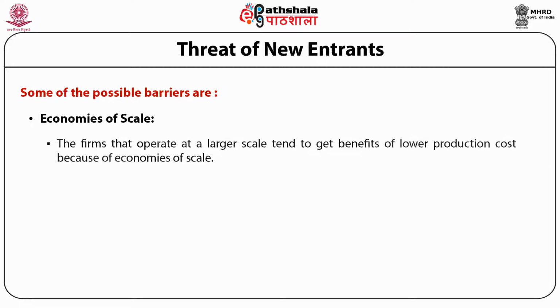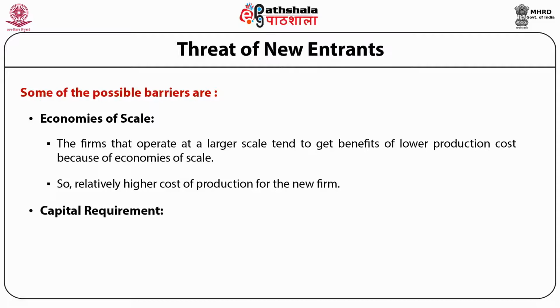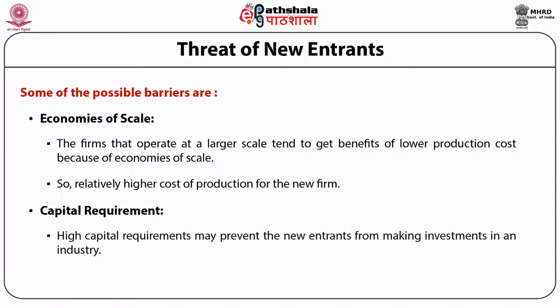Economies of scale. The firm that operates at large scale tends to get the benefits of lower production costs because of economies of scale. Over the years, an already established firm in an industry might have attained the scale of production, but a new entrant normally would have to start its operation from a smaller scale. This in turn leads to a relatively higher cost of production for new firms and adversely affects their competitive position in the industry. Capital requirement. High capital requirement may prevent new entrants from making investment in an industry.